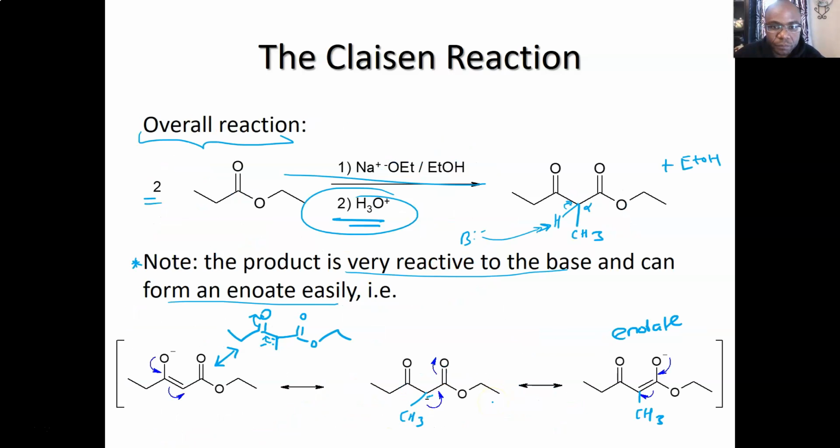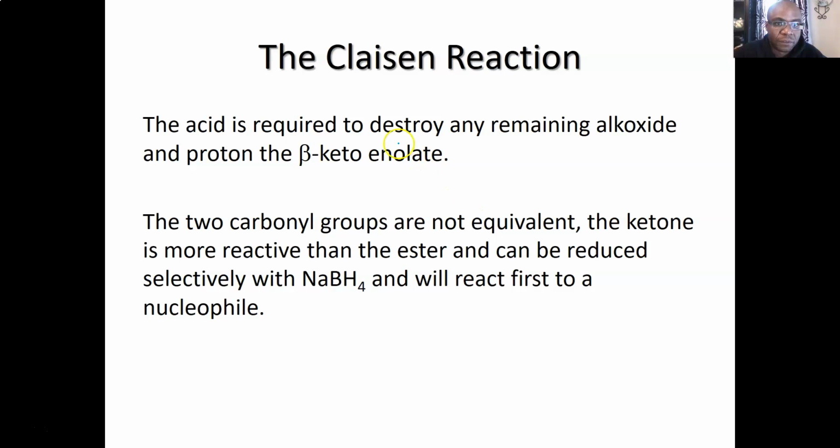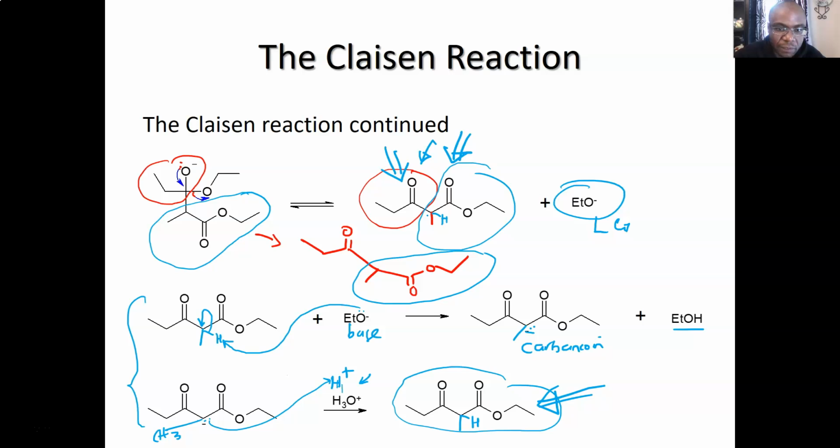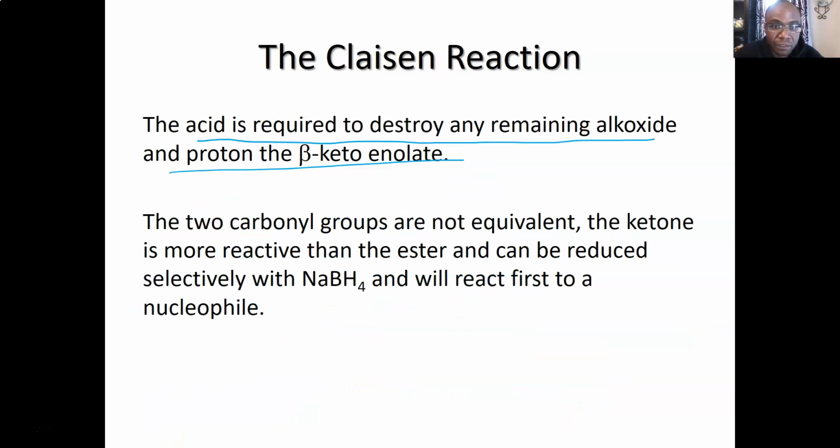So the acid is required to destroy the remaining alkoxide and the proton on the beta keto enolate. This is the beta keto enolate. That's why we need the second step to stop this enolization. That's why we need this step to stop the enolization.